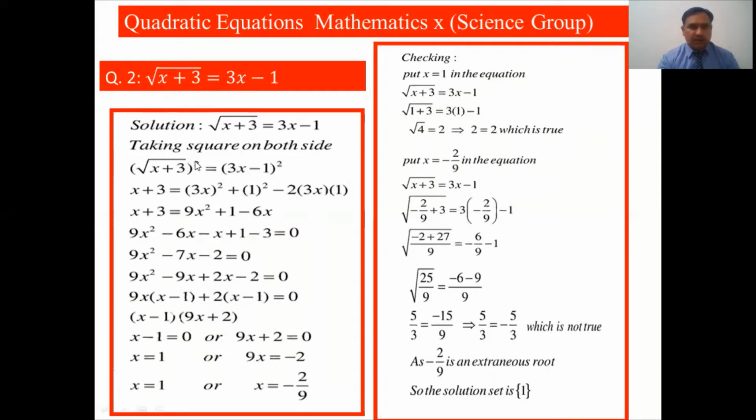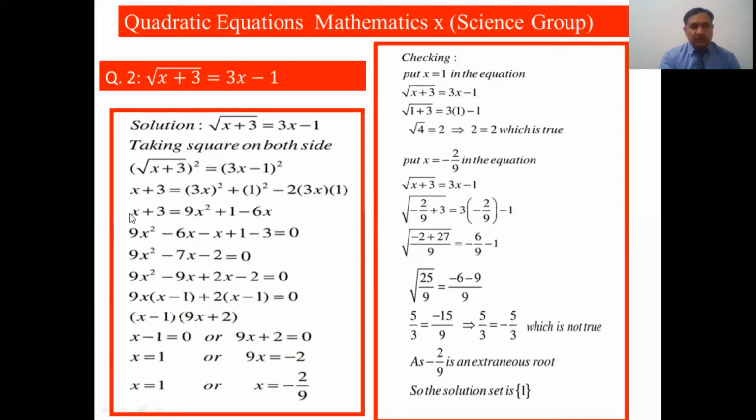So when we take square, this square cancels with this square root, so we are left with x plus 3, and in the right hand side we can write 3x square plus 1 square minus 2 into 3x into 1. So now 3x square can be written as 9x square. This one, 1 square is 1, and after multiplication this term is minus 6x.